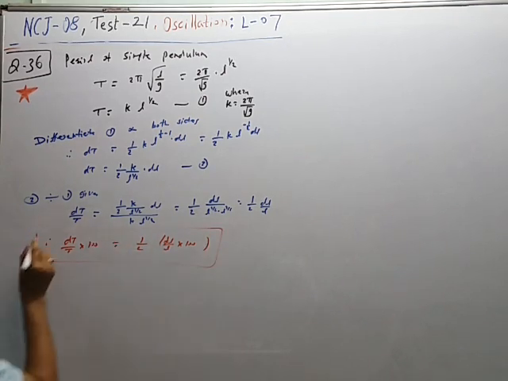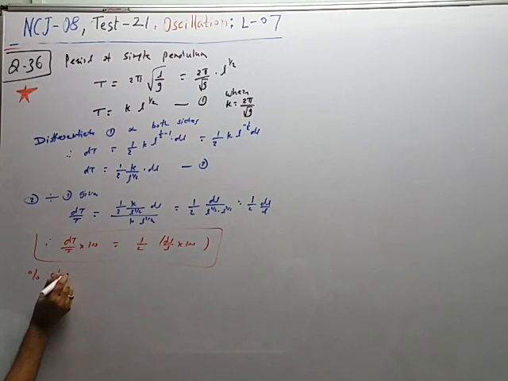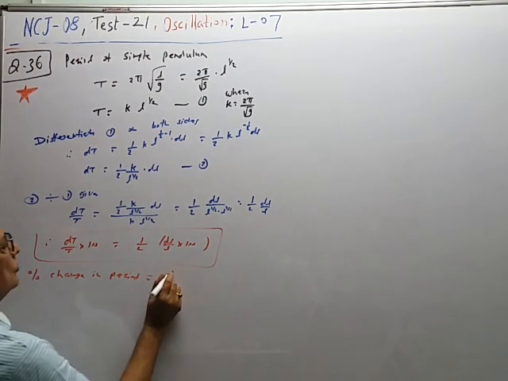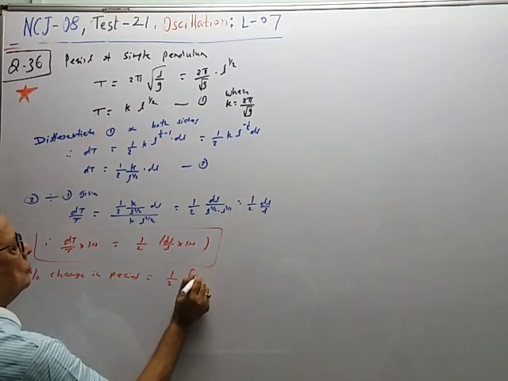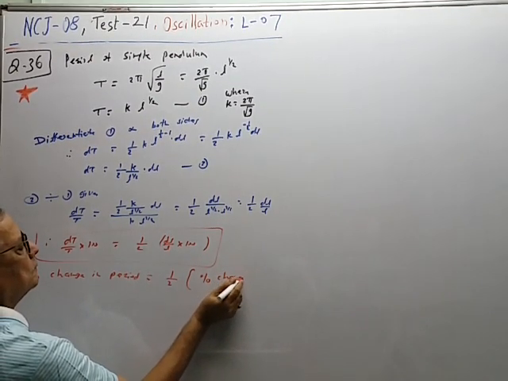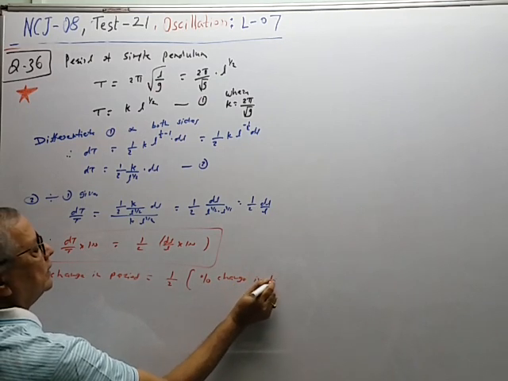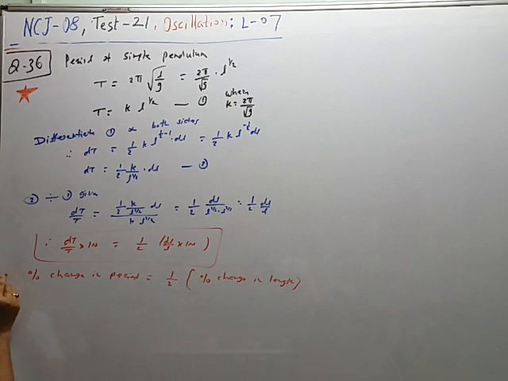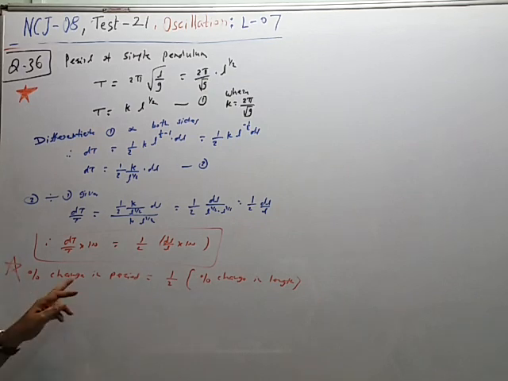Mathematically you can write down this equation. Therefore the percentage change in period is equal to 1 half percentage change in length. This is the important relation.